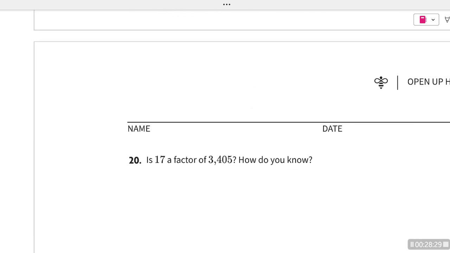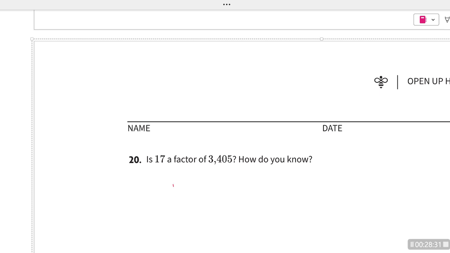So question 20 says, is 17 a factor? No, since there was a remainder of 5.